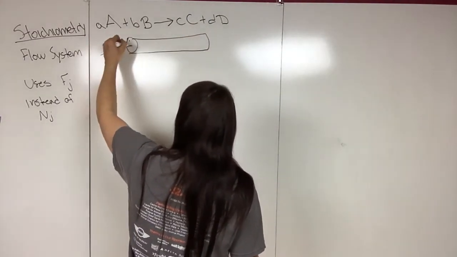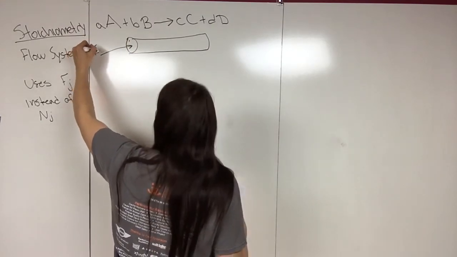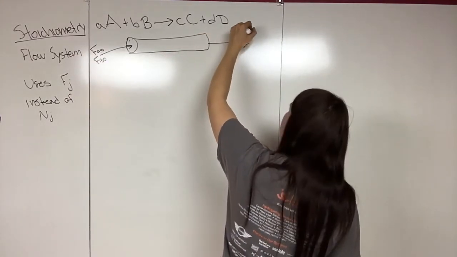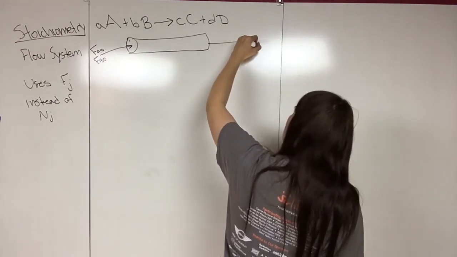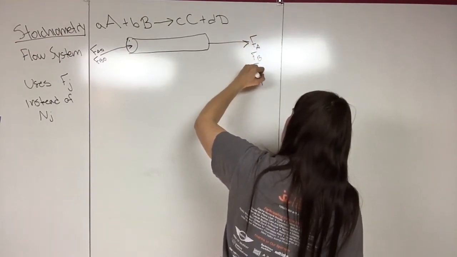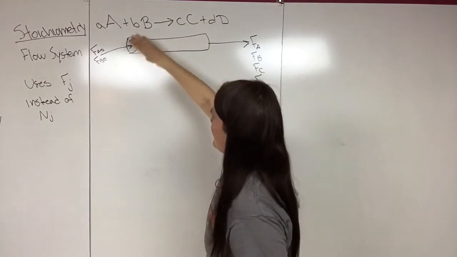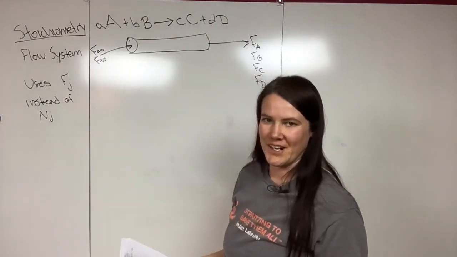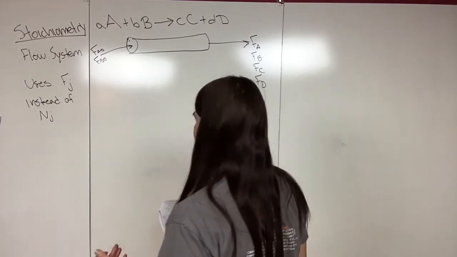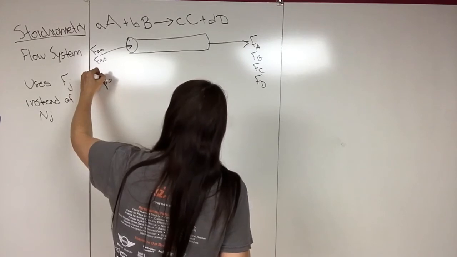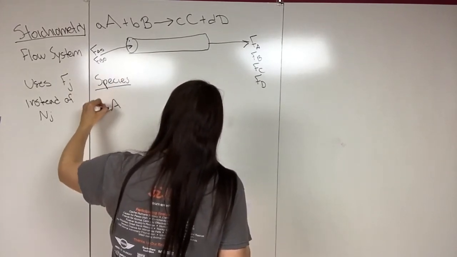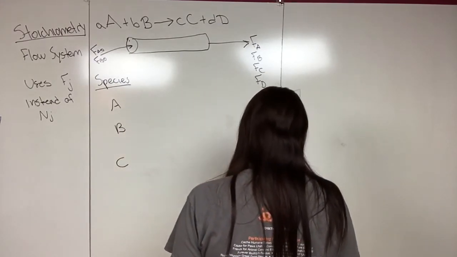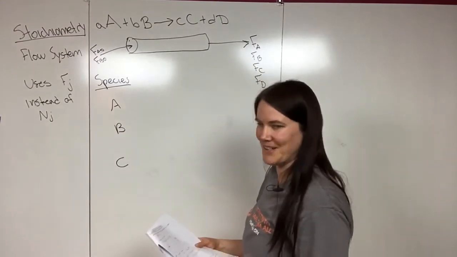So we have a reactor and we have some Fa naught, Fb naught, and then coming out we have Fa, Fb, Fc, Fd. And this is for this reaction. I mean, if you had C flowing in, then you'd have Fc naught over here too, and whatever. So I'm trying to be as generic as possible. So then we would do the exact same thing. So you have species A, B, C. And I'm just going to go through C on this because that's all I have written down.